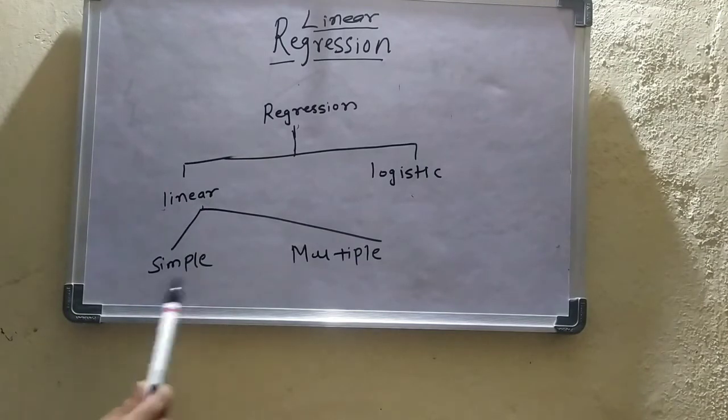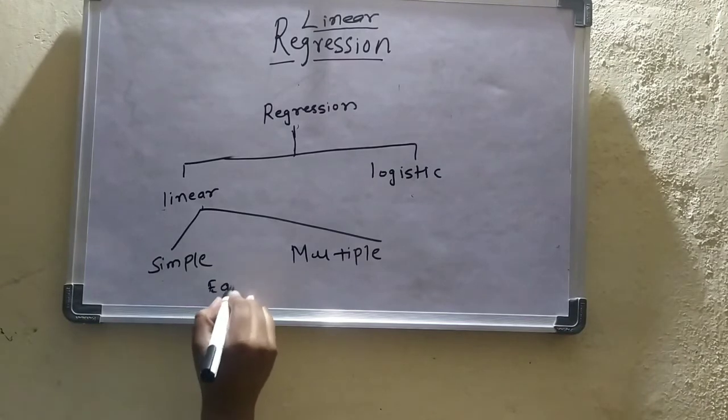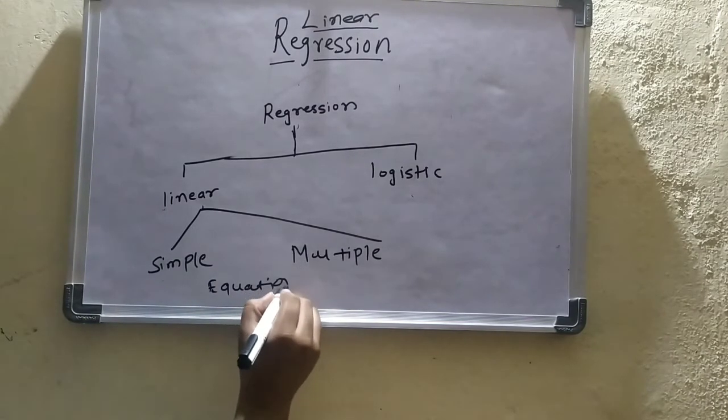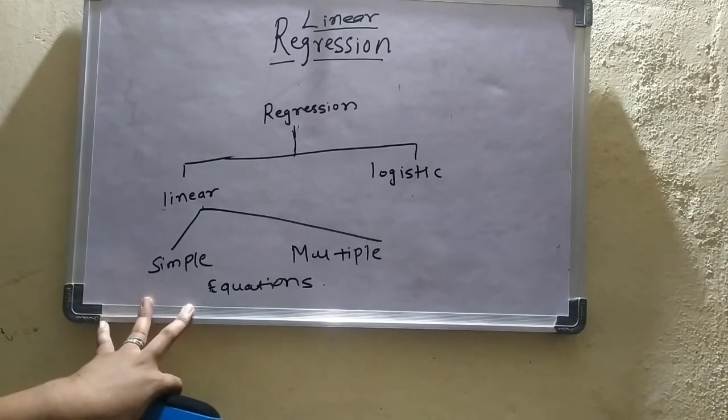In linear regression, there are two types, that is simple and multiple, as I told you before also. How the equations of simple and multiple regression are written, how we can solve them, and how they are related to a specific variable, we will see in this video.